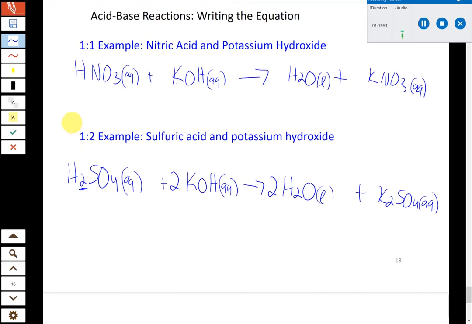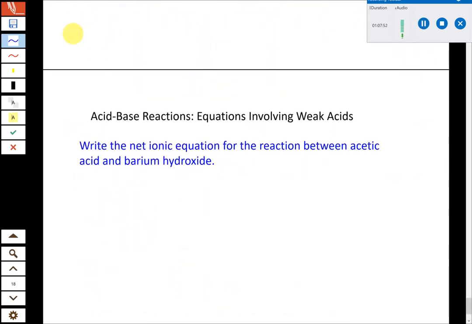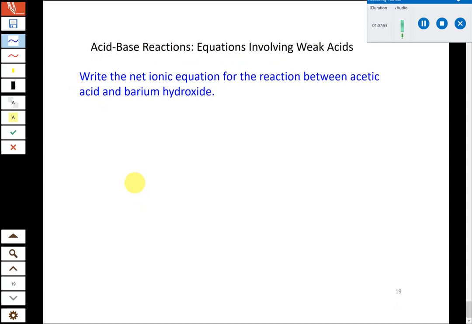All right, and then the last one we're going to talk about is one that involves a weak acid. So the net ionic equation for strong acid and strong base is just H plus plus OH minus makes water. But let's see what the net ionic equation looks like if we have acetic acid and barium hydroxide, where acetic acid is a weak acid. Okay? So we have to keep in mind what type of acid it is when we write the net ionic equation.